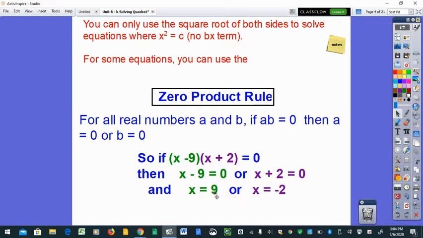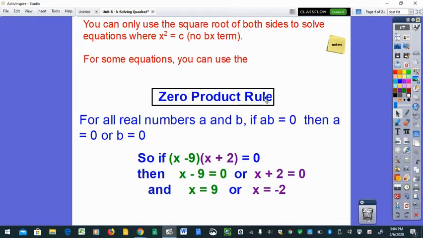Now watch what happens if we substitute back in x equals 9 into both spots. 9 minus 9 would be 0. 9 plus 2 would be 11. 0 times 11 would be 0. Now what if we did it with the x equals -2? -2 minus 9 would give me -11. -2 plus 2 is 0. And -11 times 0 is 0. So these two numbers are the only two numbers that would work to give me an answer of 0.